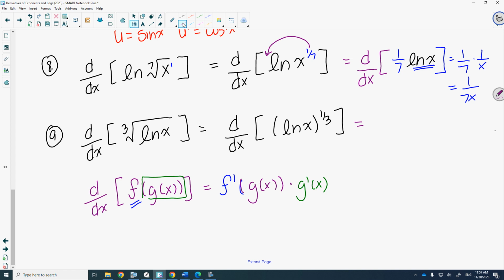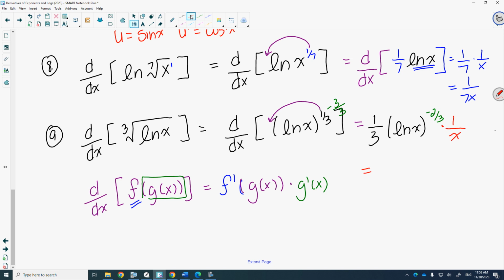So the derivative of the outer function, we're going to bring that 1/3 to the front, and then we're going to have the natural log of x, and we're going to subtract 1, which is the same thing as subtracting 3/3. So that would be minus 2/3. And then from here, you're going to take the derivative of the inner function. Our inner function would be g of x, and that's the natural log of x. So what's the derivative of the natural log of x? Derivative of the natural log of x is 1/x.